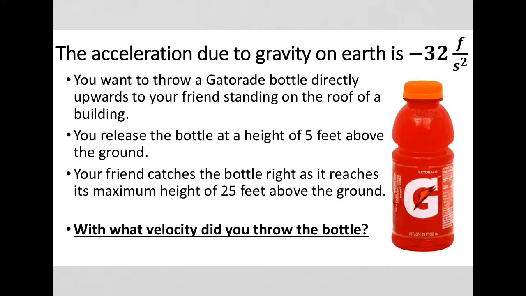The acceleration due to gravity on Earth is negative 32 feet per second squared. You want to throw a Gatorade bottle directly upwards to your friend standing on the roof of a building. You release the bottle at a height of 5 feet above the ground. That's telling us that h naught equals 5. The starting height is 5.